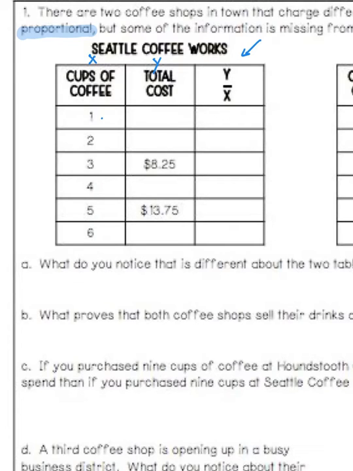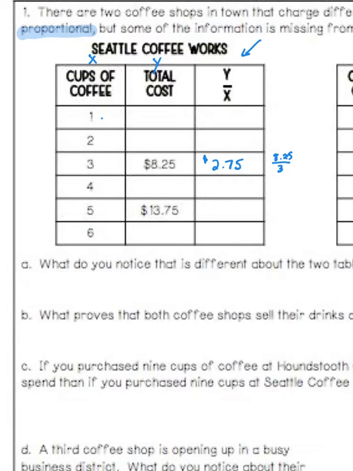So I'm going to start with $3 and $8.25. And according to what they give us here, the Y value, which is $8.25, has to be divided by the X value, which is 3. And I've already done it in the calculator, so this is $2.75. So in this case, because the constant of proportionality represents money, I'm going to go ahead and write it that way.